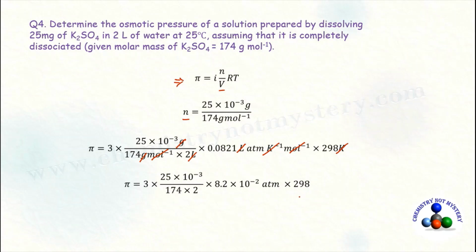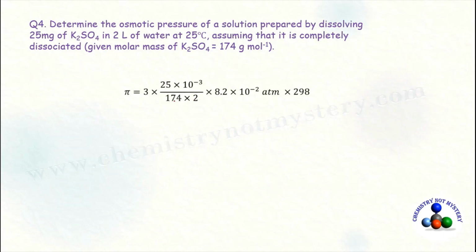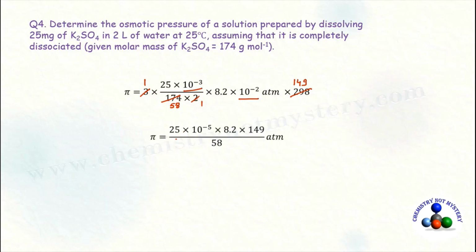So let's simplify this equation. Here we can cancel out 174 by 3, so you will get 58. When you cancel out 298 by 2, you will get 149, and 2 ones are 2. And when you multiply 10 raised to minus 3 and 10 raised to minus 2, you will get 10 raised to minus 5. So here you will get 25 into 10 raised to minus 5 multiplied by 8.2 into 149 atmosphere divided by 58.